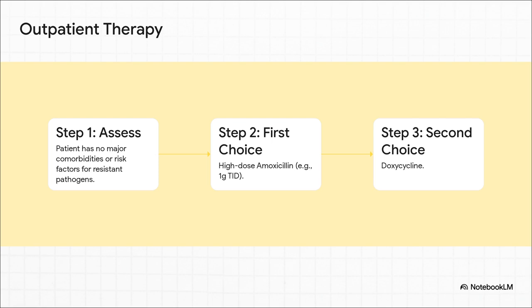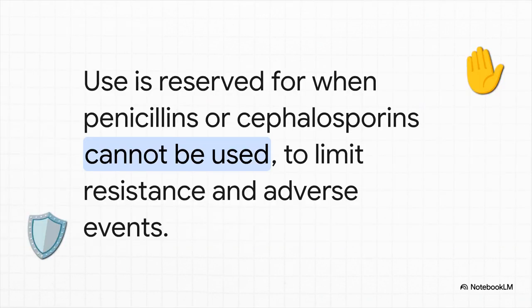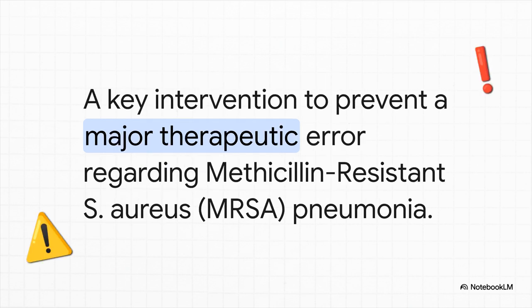You can see this major push to use targeted narrow-spectrum agents first. And this is absolutely critical to remember. Respiratory fluoroquinolones are not first-line agents anymore. This is a huge stewardship point. We need to reserve them for very specific situations, not only to limit resistance, but also to avoid their really significant adverse event profile.